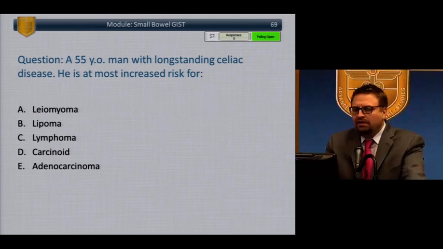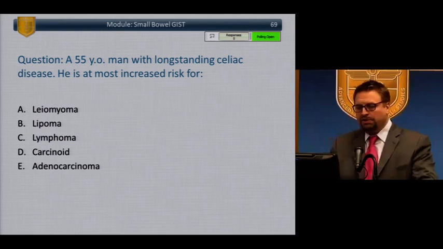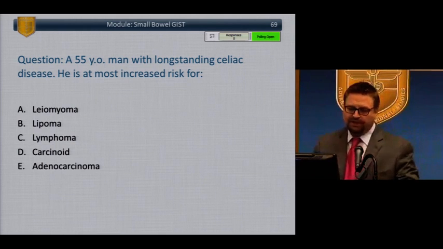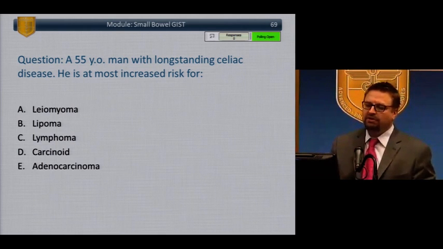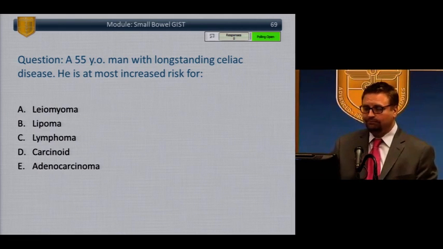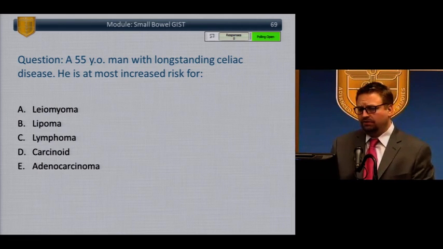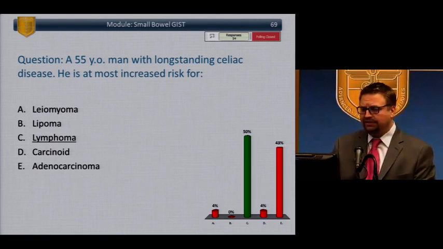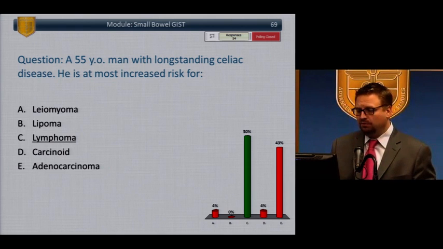All right, again, another case: a 55-year-old man with long-standing celiac disease. He is at most increased risk for A, leiomyoma, B, lipoma, C, lymphoma, D, carcinoid, or E, adenocarcinoma. Okay, so a patient with celiac disease is at risk of lymphoma.